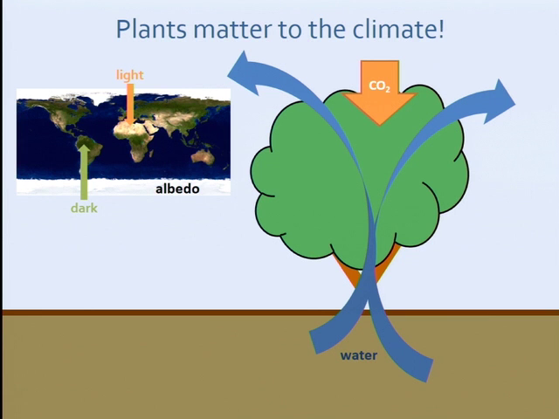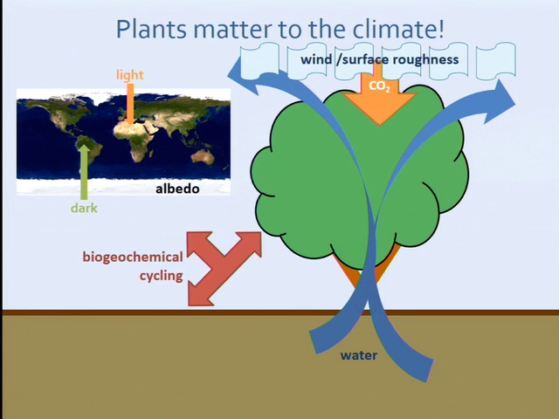And plants affect biogeochemical cycling, right? Without plants, or with different types of plants, we're going to have different biogeochemistry, which can have all sorts of complicated impacts that I don't understand. And last but not least, the one I like to forget, is that plants affect wind or surface roughness. If you have plants sticking up on the land surface, you'd think it might be minor, but they actually affect the speed at which air moves around the planet, and so that can be significant. So the fact that plants matter to the climate, their presence or absence, is significant.